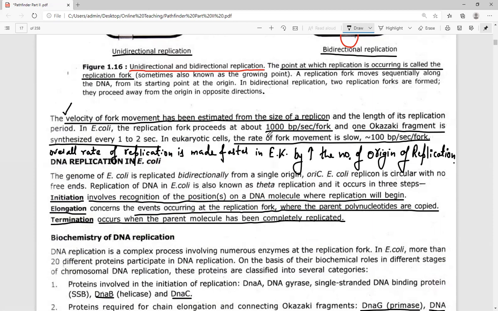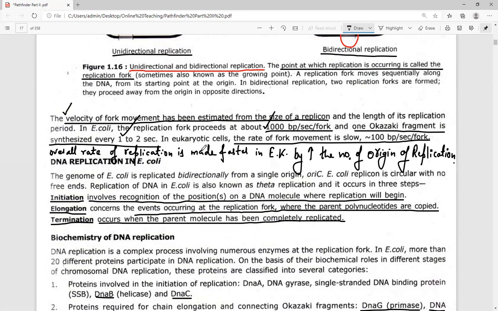The speed of the fork movement is approximately 1000 base pair per second per fork. The Okazaki fragments are synthesized one in every 2 seconds, and the rate of fork movement is quite slow, just 100 base pair per second in the case of eukaryotes. But in eukaryotes, DNA replication is made faster by the increased number of origins of replication as compared to prokaryotes. So eukaryotes have a larger number of origins of replication.